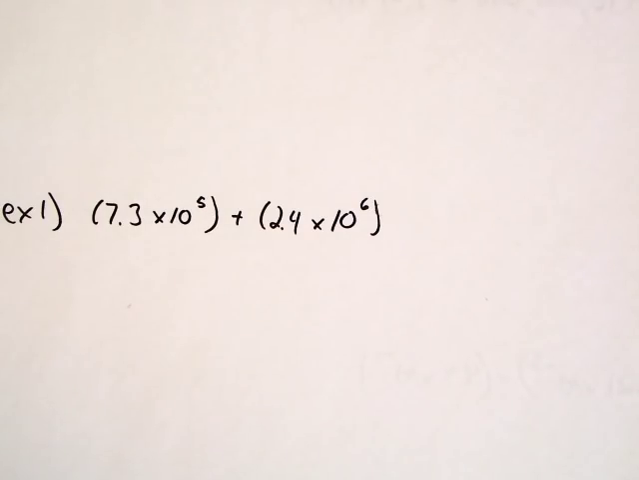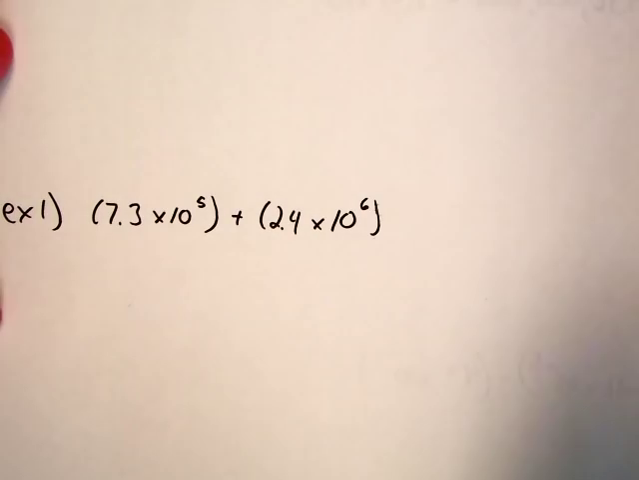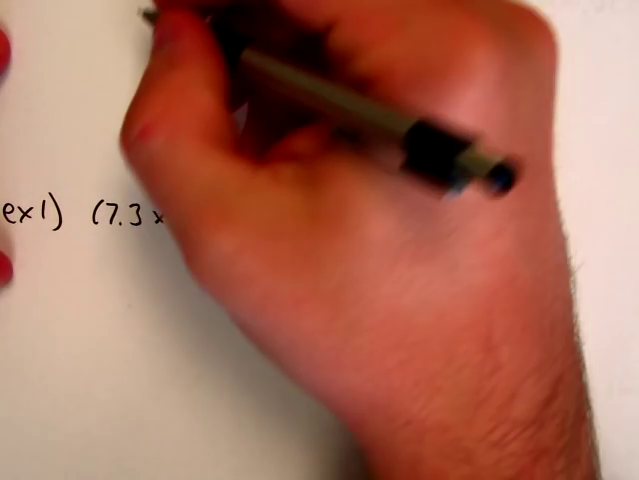All right, today we're going to be talking about Chapter 1, Lesson 7. This is going to be Part B. We're going to be doing addition and subtraction with scientific notation. Now, addition and subtraction with scientific notation is going to be slightly different and a little bit more difficult.